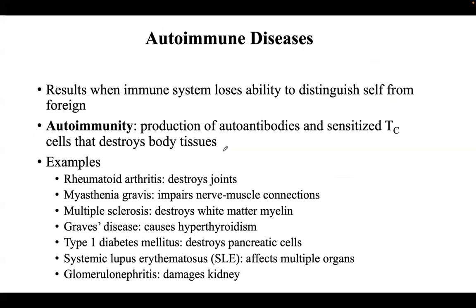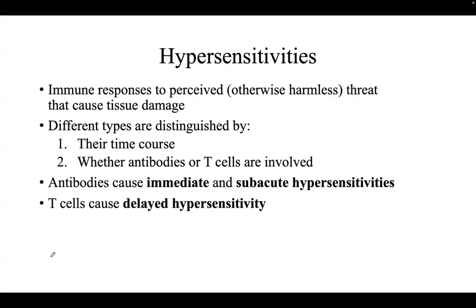Now, what are autoimmune diseases? This results when the immune system starts detecting your own cells as foreign. So autoimmunity means production of autoantibodies and sensitized T cells. These are all examples of autoimmune disease: for example, rheumatoid arthritis, which destroys joints, multiple sclerosis, Graves' disease, type 1 diabetes. Type 1 diabetes destroys pancreatic cells. You just need to know one or two examples, that should be enough for this class.